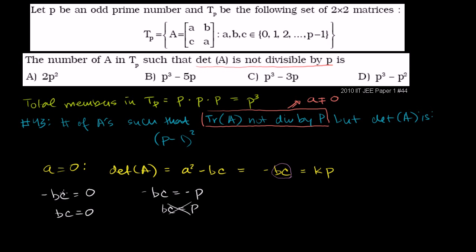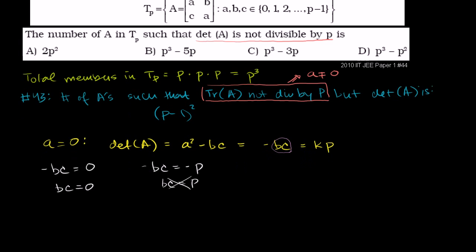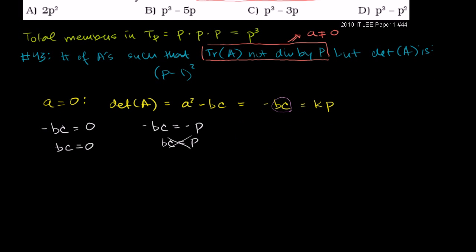So the only possibility, if a is equal to 0, for the determinant of capital A to still be divisible by p is for bc to be equal to 0. So let's think about how many possibilities there are over here. Let's think about all of the combinations. There's the one situation where b and c are equal to 0. Now let's think about the other ones. There's one where b is equal to 0 and c isn't. BC will still equal 0 in this situation.